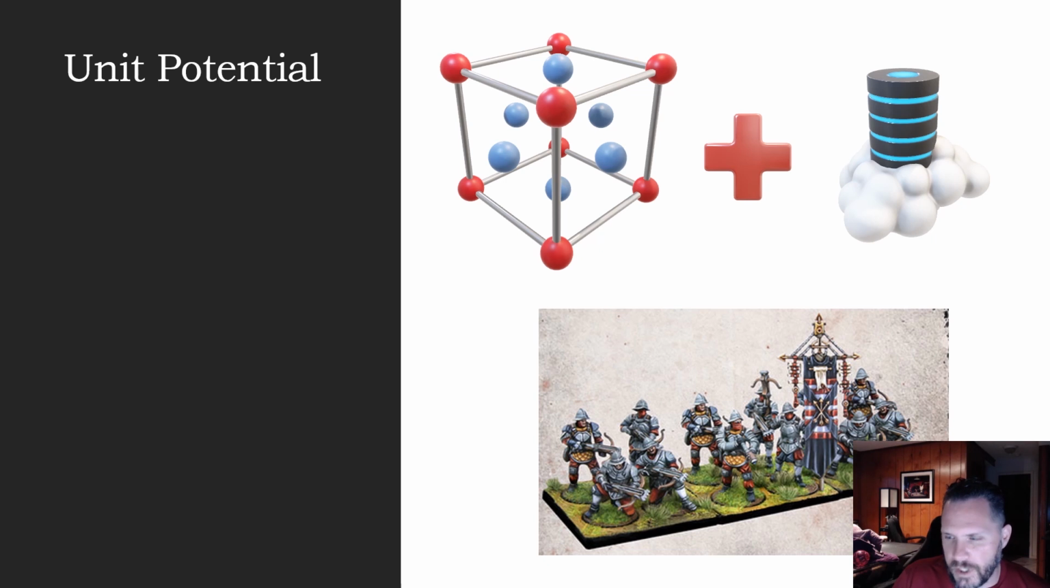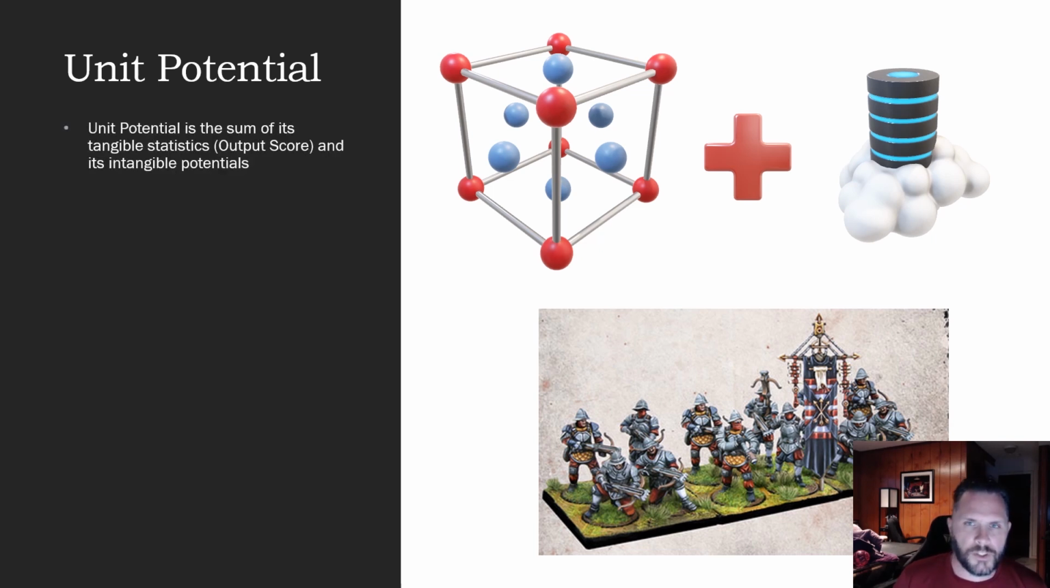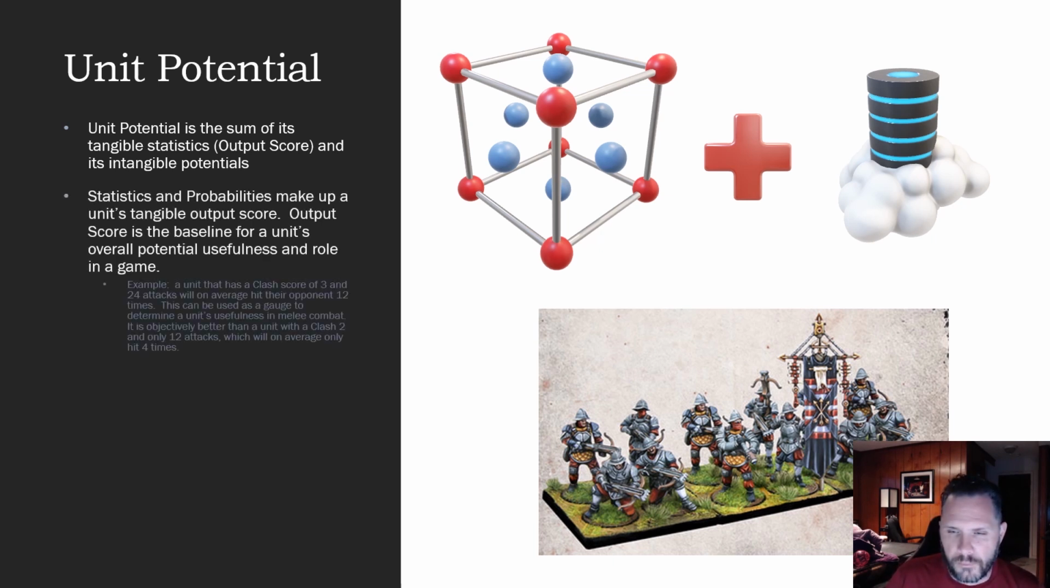All right, unit potential. So crossbows are here because I'm going to actually be breaking those down in the next video. But looking at unit potential, this is getting into my statistics. Now this is getting into my numbers, which we'll go over in the next video. My unit potential is the sum of its tangible statistics, which is what I call its output score, plus its intangible potentials, which is everything it could do, but you can't math very well. Statistics and probabilities will make up the output score.